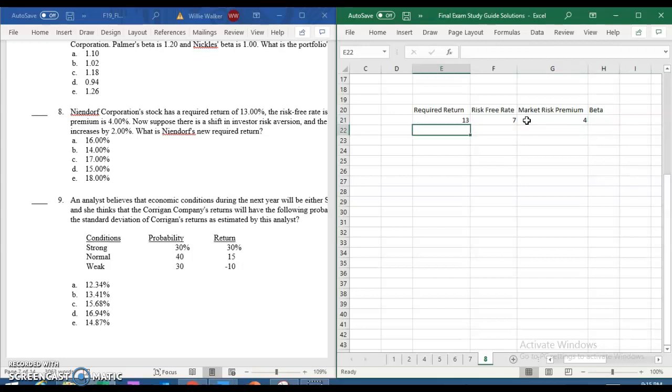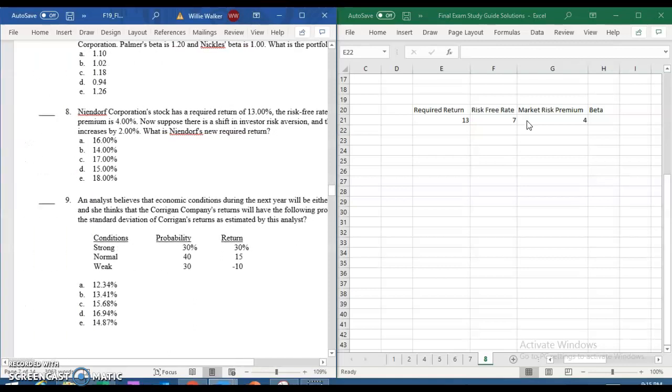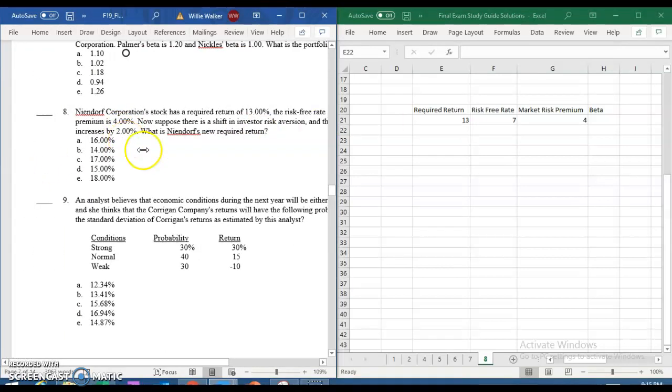So now it says that suppose our market risk premium increased by 2%. Instead of 4%, it's now 6%. And everything else is the same, right? Except we have to find our new required return. So we have to find beta, and we have to plug that same beta in to get our required return after the investor risk aversion, right? All right, so here we go.